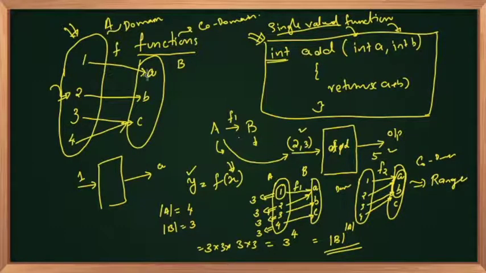Okay, so here the codomain and range are the same because all the elements are mapped to at least one of the elements from A. Okay, so it is possible that your range contains fewer elements than the codomain. Okay, clear? Now let's see some problems.